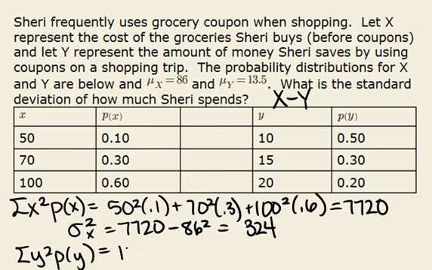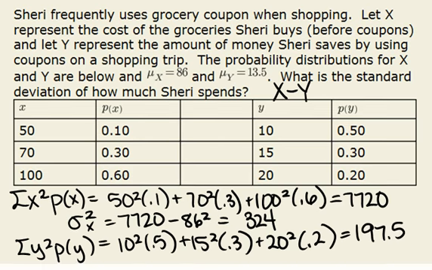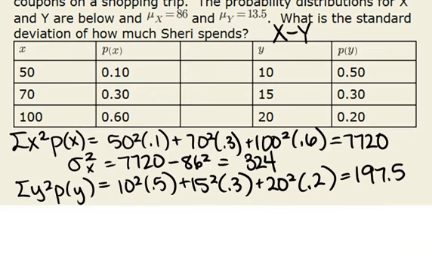So we will have 10 squared times 0.5 plus 15 squared times 0.3 plus 20 squared times 0.2, and that will give you 197.5. So if we want the variance for the y's, we will take our 197.5 and subtract the mean we're given of 13.5 squared, and we get 15.25.